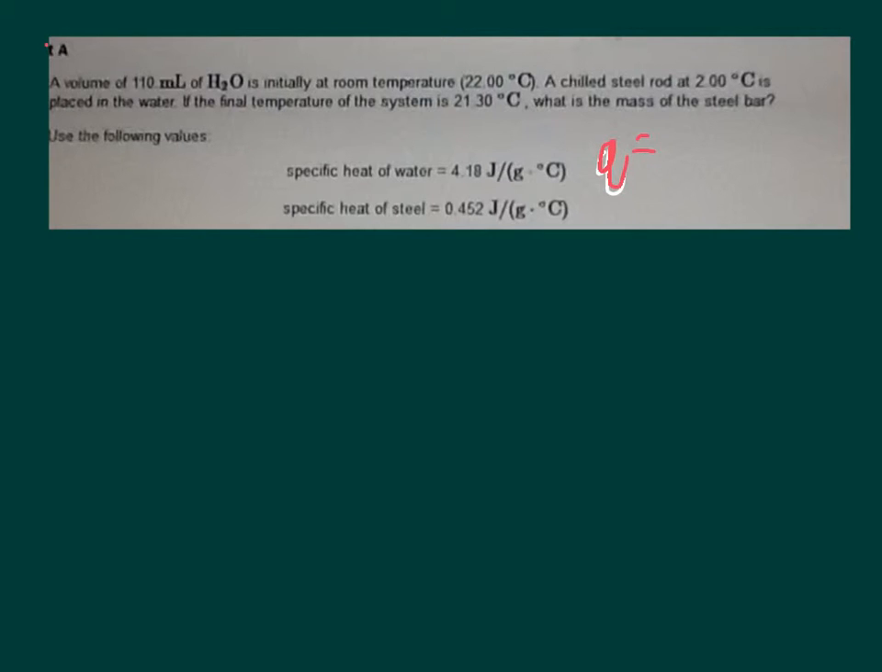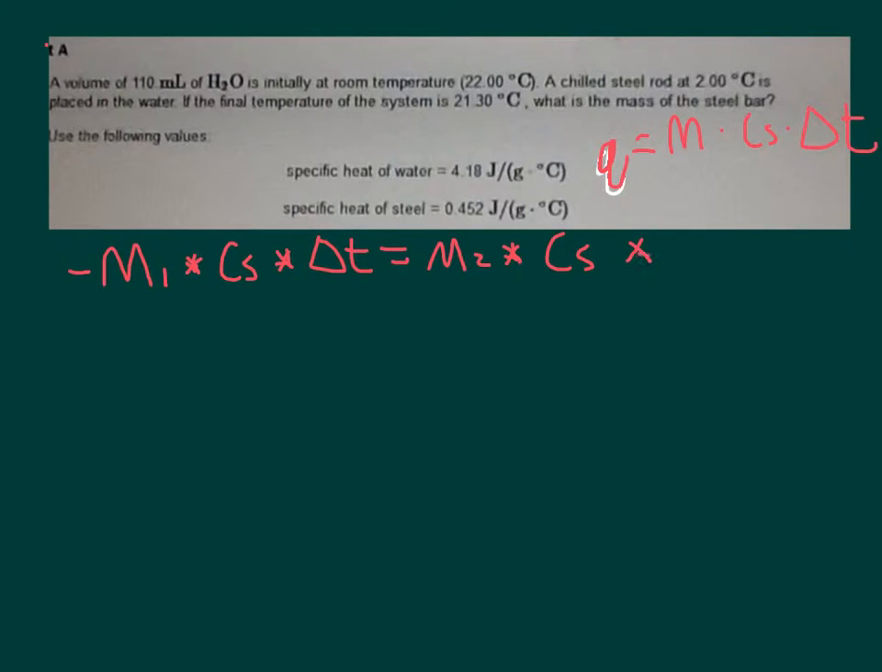Q equals mass multiplied by specific heat multiplied by delta T. Mass in grams, specific heat, and delta T is the change in temperature. So we have to combine these. The formula in the book will be like this: minus M1 multiplied by specific heat multiplied by delta T equals M2 multiplied by specific heat multiplied by delta T.